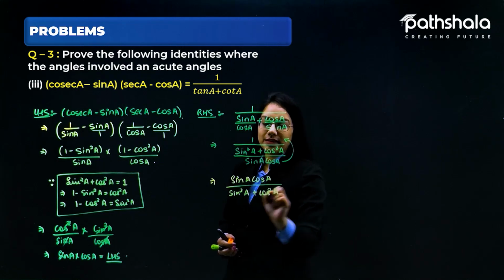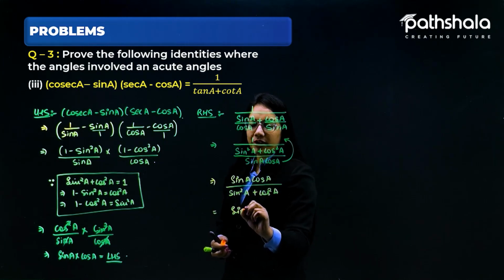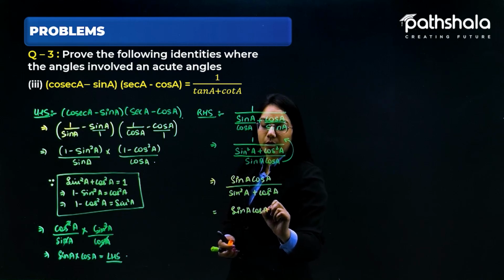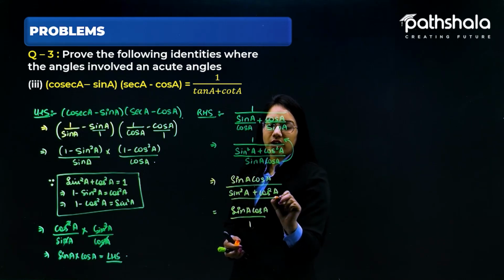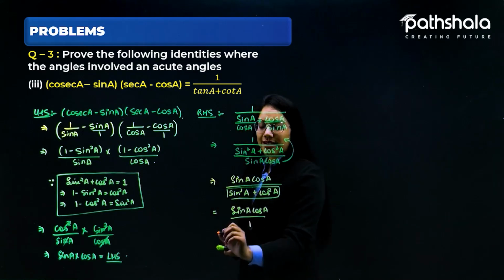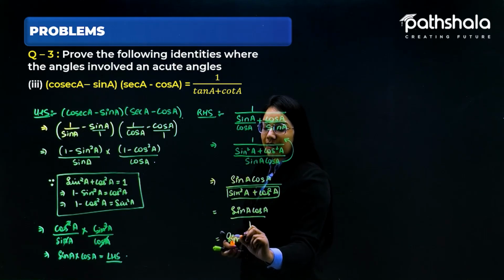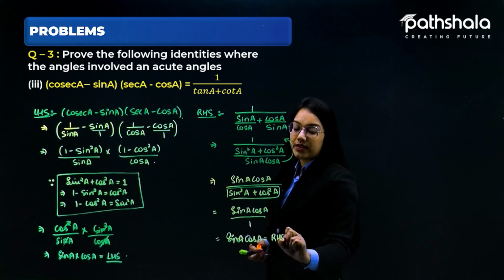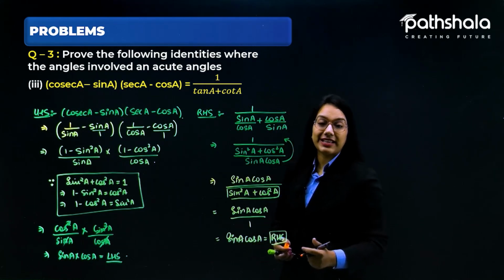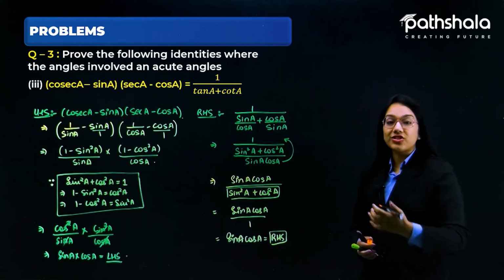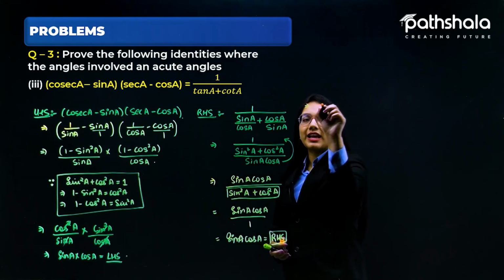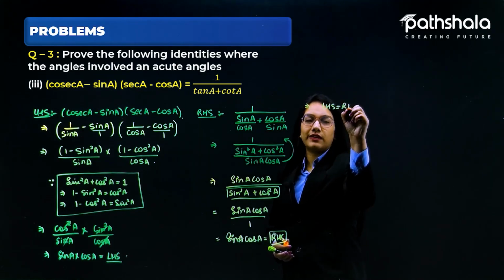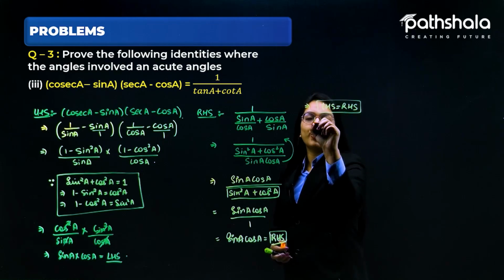Again, we know the trigonometric identity that sin square A plus cos square A is equal to 1. So at the end we get the answer as sin A into cos A, which is equal to the RHS. Now you can see for yourself that LHS comes out equal to RHS. So hence proved.